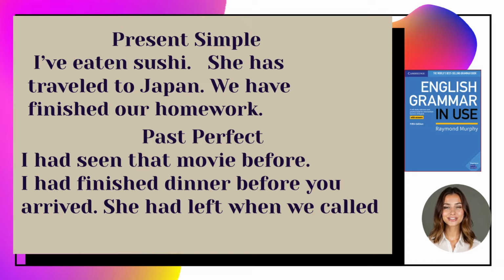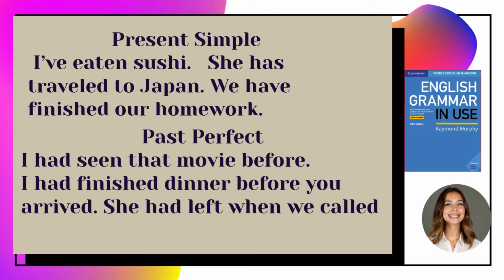Examples: I've eaten sushi. She has traveled to Japan. We have finished our homework. Now what about past perfect? Listen to this example. I had seen that movie before. Here, you are talking about the past of the past. Maybe you're remembering that you saw the movie before another past event, like before your friend suggested it, or before going to the cinema. Examples: I had finished dinner before you arrived. She had left when we called.